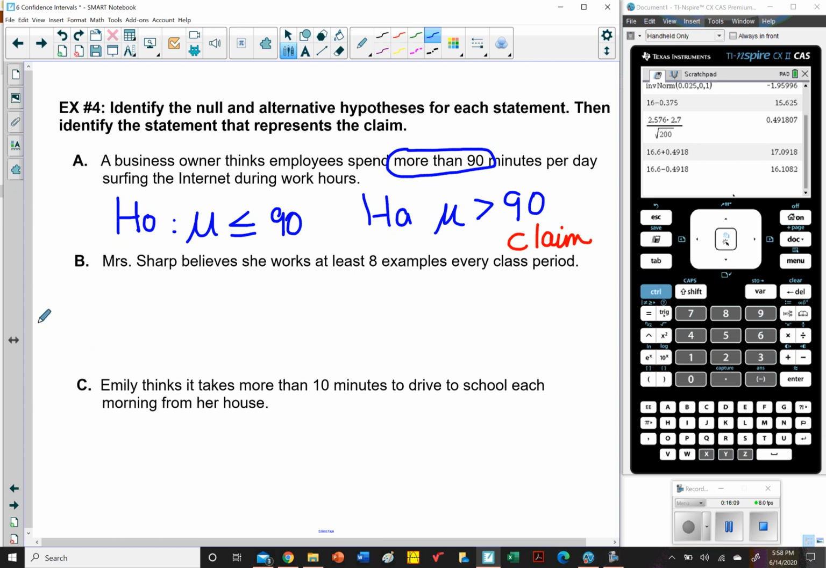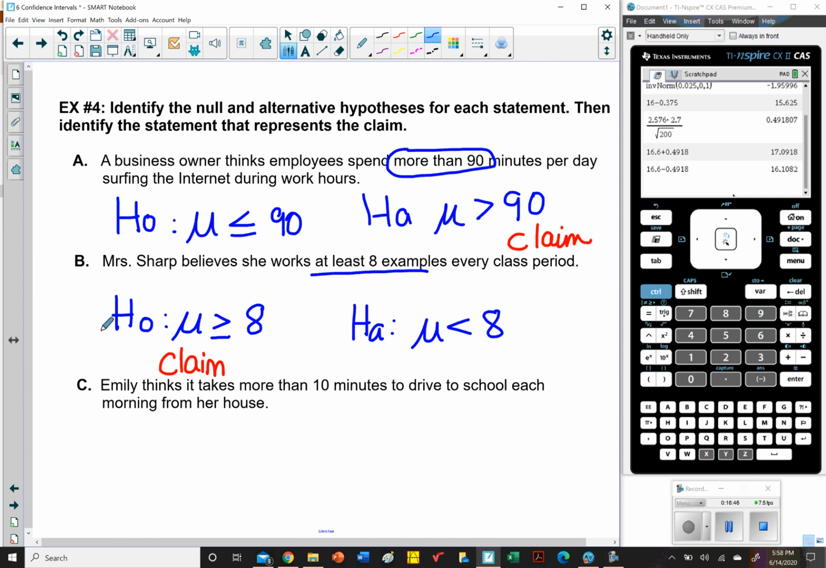That's my claim. In part B, Mrs. Sharp believes she works at least 8 examples every class period. At least. So you need some equality there. That would be the null hypothesis, or the H0 statement, where mu is greater than or equal to 8. At least 8 examples. This is the claim. And then the alternative, or the Ha, would be mu is less than 8. So Mrs. Sharp works less than or fewer than 8 examples.